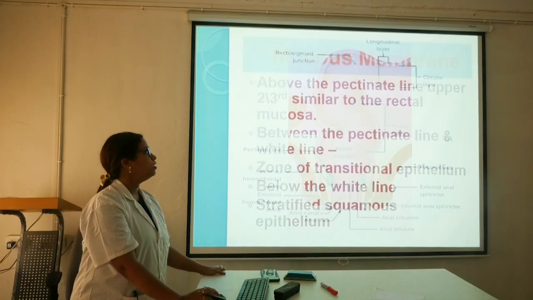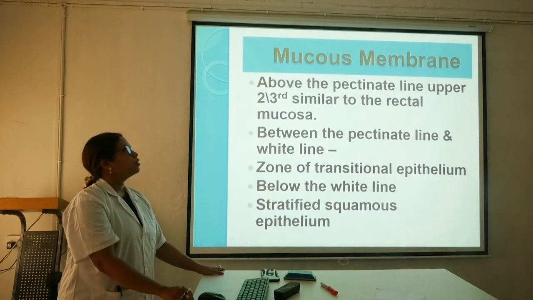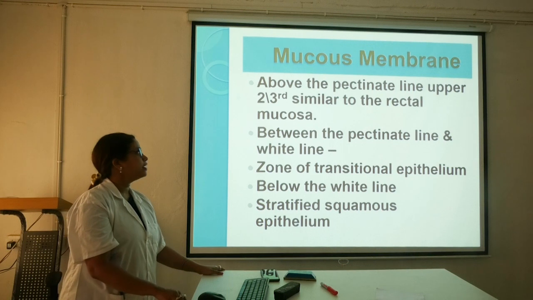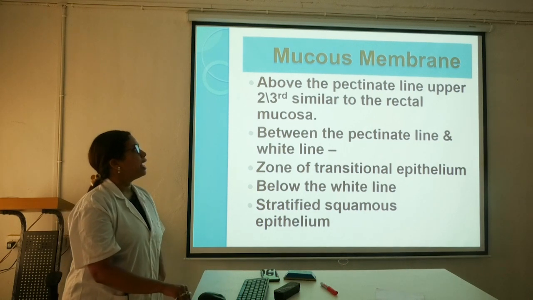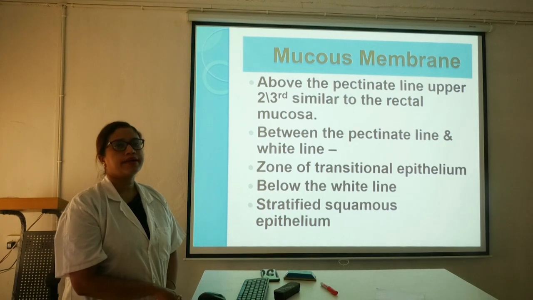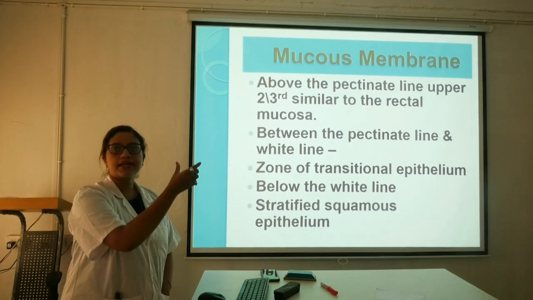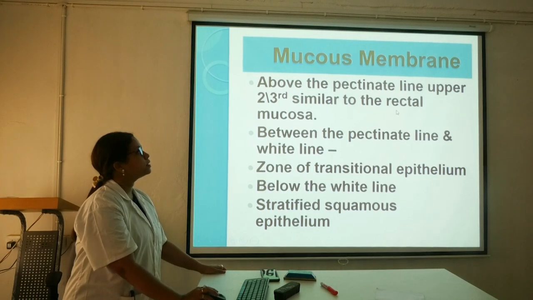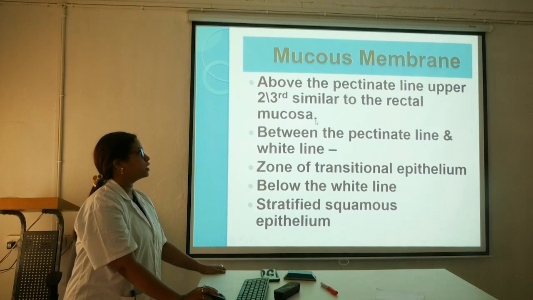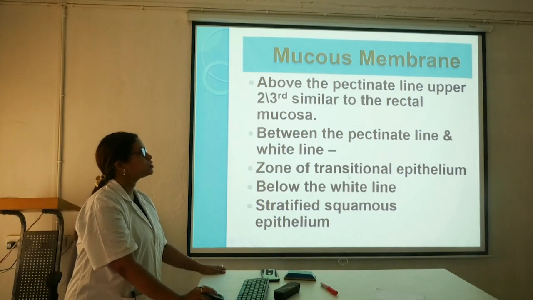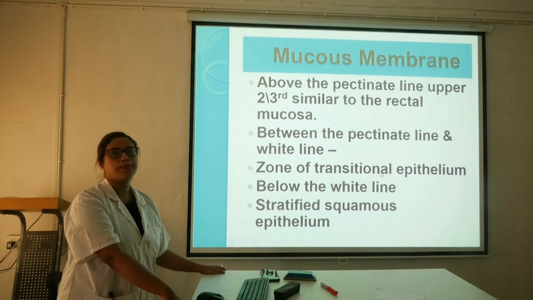Now write down about the mucous membrane. How does the mucous membrane of the anal canal have this structure? Above the pectinate line, the upper two-third is similar to the rectal mucosa, because that is the continuation of the rectum. And between the pectinate line and the white line, this is known as the zone of transitional epithelium.